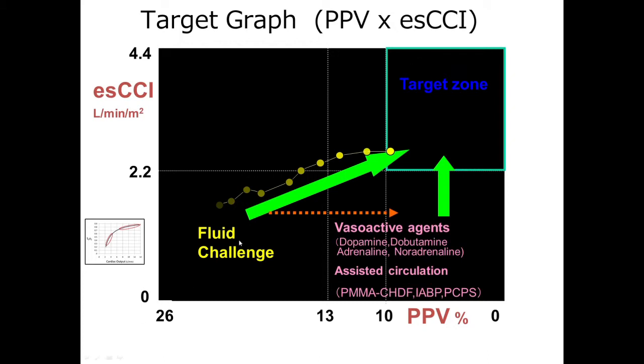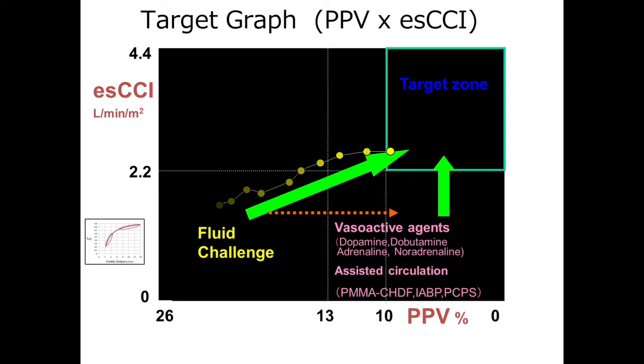If the patient's condition is good, the dots go like this, as you can see on the yellow dots. But if the patient's heart is not good, the dot can go like this, as you can see on the orange arrow. In this case, fluid is enough, but the heart is not working, so we have to assist the heart. Then the doctor can decide on a vasoactive agent or assisted circulation, like PCPS.